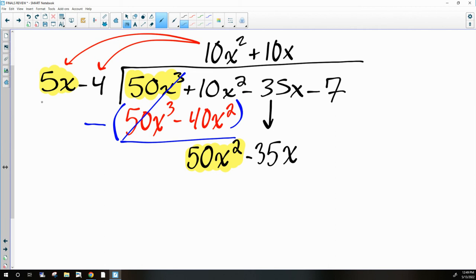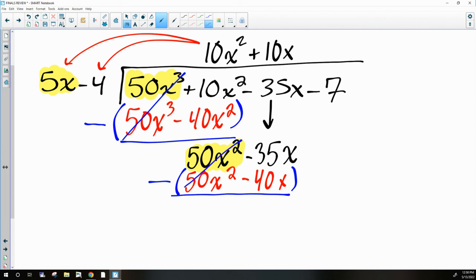What am I going to do with this 10x? Multiply it by 5x and negative 4. 10x times 5x is 50x squared, which is a good sign because that means those will cancel. 10x times negative 4 is negative 40x. Again, I've said it like 4 times, this is where mistakes are most commonly made. First term will always cancel, and now this is negative 35 minus negative 40.